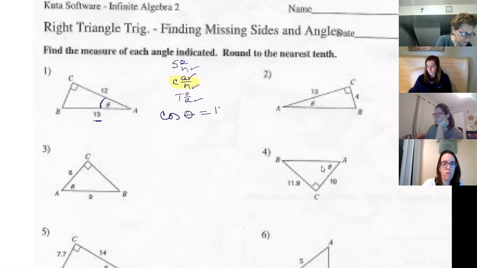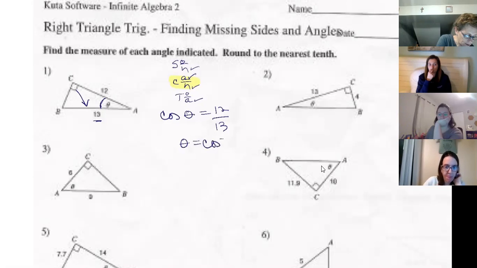adjacent is 12, because look where the right angle is. It equals adjacent over hypotenuse. Okay, so that's my relationship to get my angle. Theta equals cosine -1 of 12 over 13. So I would say second cosine -1 and then 12 divided by 13, and I get an angle of 22.6 degrees. So in this case, theta equals 22.6 degrees.